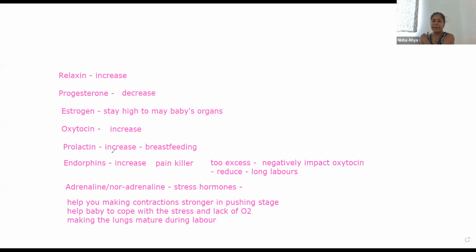Apart from the adrenaline and noradrenaline, there is one more chemical that is released: nitric oxide. Nitric oxide is released in high amounts towards the end of your pregnancy to help with the ripening of the cervix, along with relaxin. It is not a hormone, it is a chemical that is released by your body.